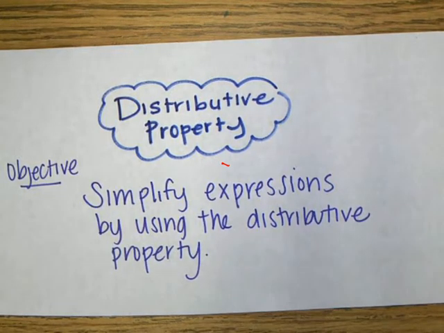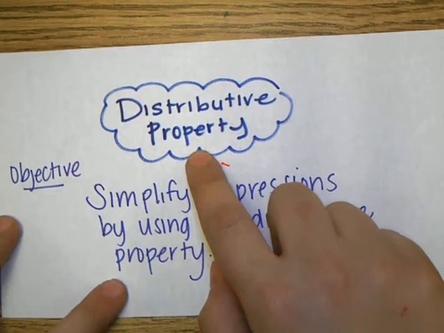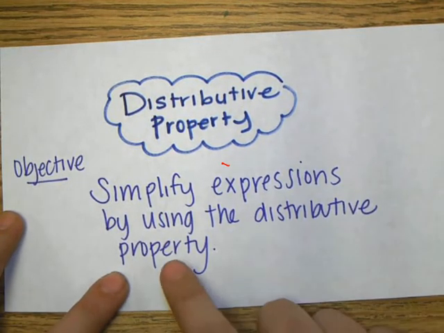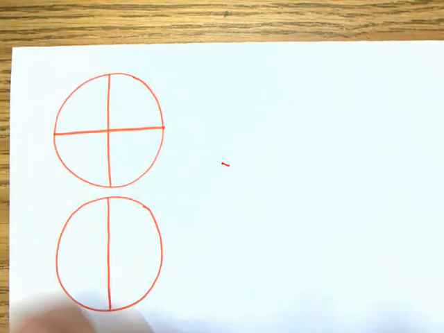This lesson is on the distributive property. The objective is to simplify expressions by using the distributive property. So before we start, let's make sure we understand what the word simplify means.